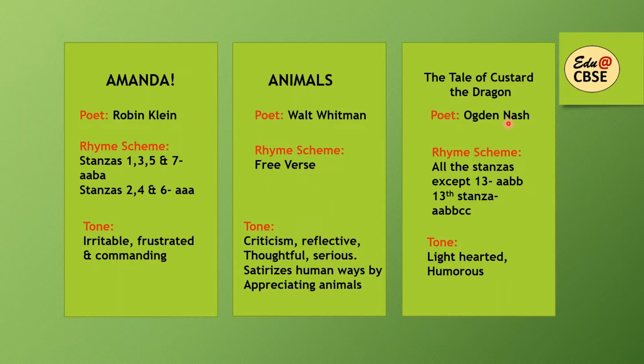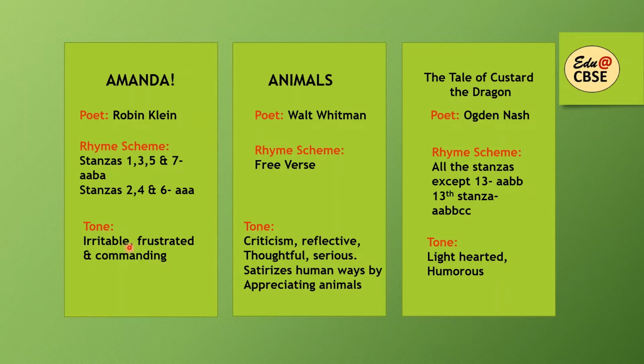Now, the Tale of Custard the Dragon, the rhyme scheme: all the stanzas except the 13th stanza have the same rhyme scheme of A, A, B, B. लेकिन जो 13th stanza है वो 6 lines का है, तो इसलिए उसकी rhyme scheme हो गई है A, A, B, B, C, C. Now, let's discuss the tone.